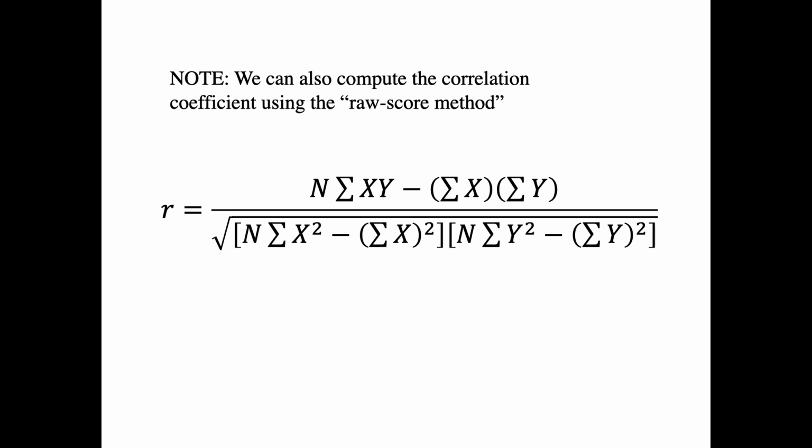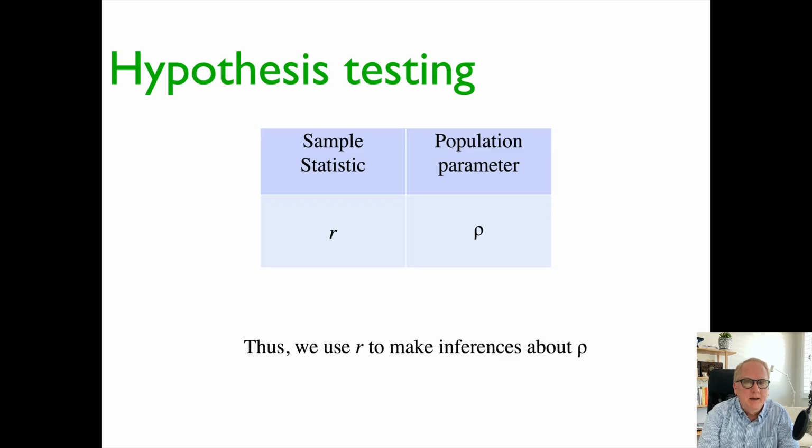So far we've been focusing on computing r as a sample statistic to describe the relationship between the variables within our sample. What about hypothesis testing? Can we do that? Can we make inferences about what the relationships might be like out in the population?